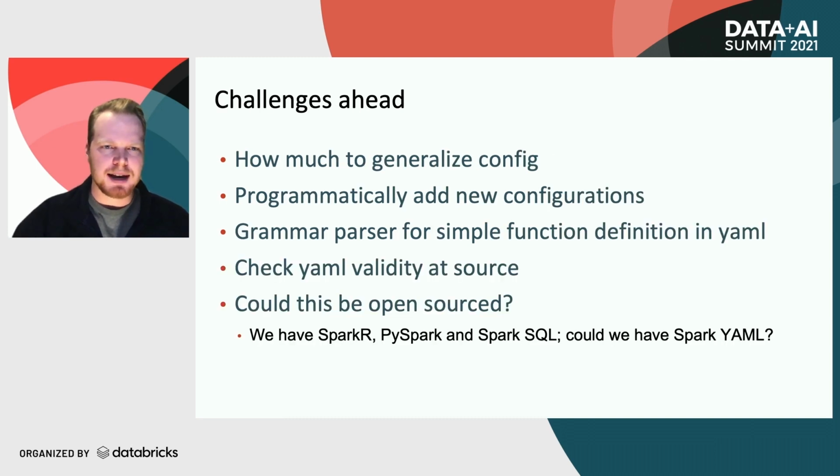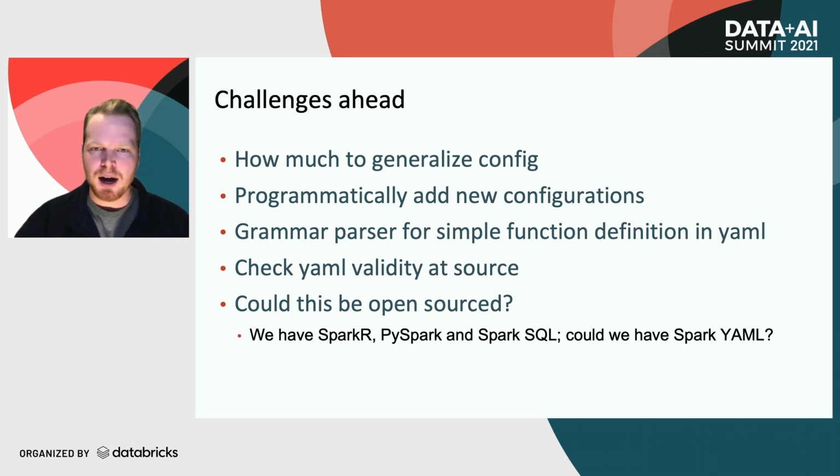And some challenges ahead we have are how much to generalize this config. We've done it a few different ways, even where the first ones were hyper-specific to a certain group of pipelines. But we've also looked at it the other way, and we'll touch on that shortly, is it could just be Spark code. So what's the happy medium of generalizing this config so it can fit most pipelines without too much modification?